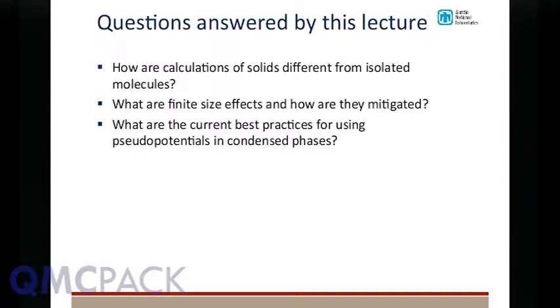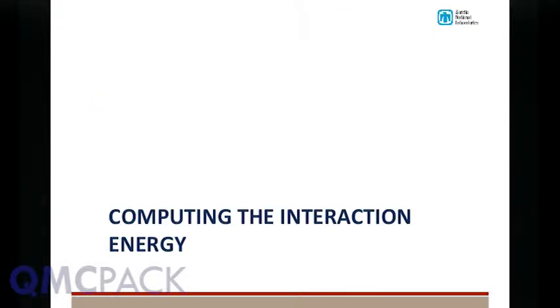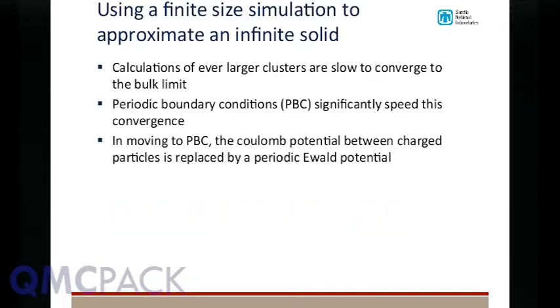That's going to lead pretty quickly into what are finite size effects and how do we mitigate them in our calculations. And I'll also talk a little bit about current best practices for using pseudopotentials, which generally comes up in all of these. So the first preliminary is just how do we compute the interaction energy in a solid between the systems. So we're going to be using a finite size simulation to approximate an infinite solid, right? We're only going to have a few unit cells in our calculation, but we'd like to extrapolate to the properties in the thermodynamic limit of some piece of bulk.